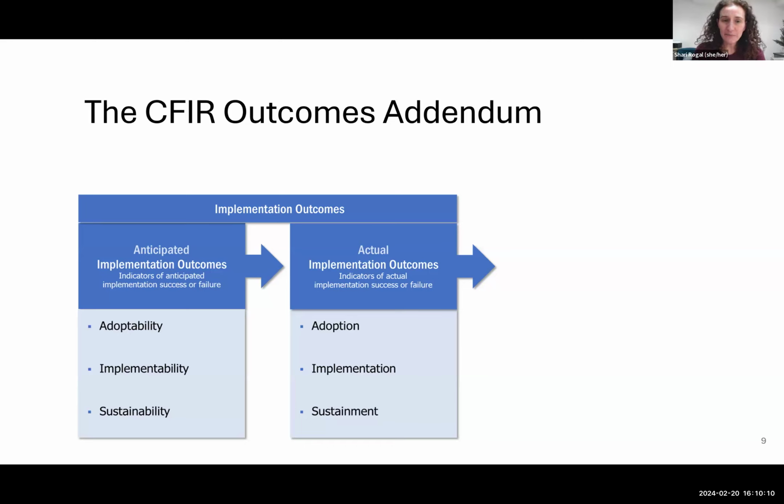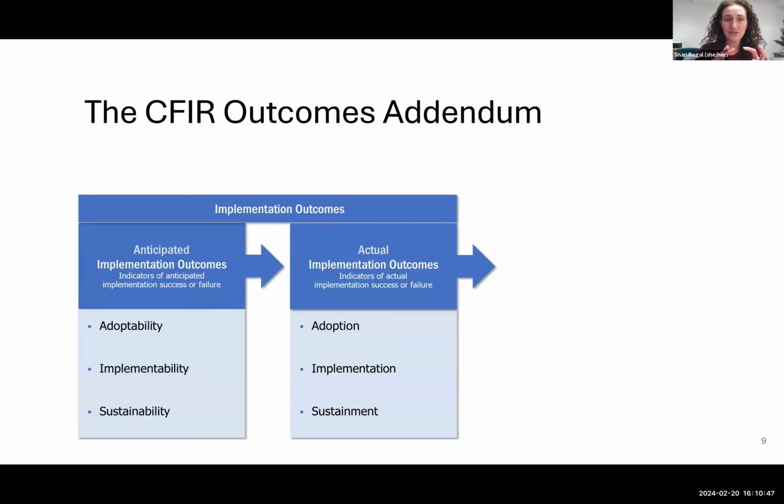When thinking about implementation outcomes, this to some extent includes some of what you may know from RE-AIM or other outcomes frameworks like the Proctor Outcomes Framework, but it adds on by including anticipated and actual implementation outcomes. The anticipated implementation outcomes are indicators of anticipated success or failure. So is it adoptability, implementability, and sustainability? And then you can have actual implementation outcomes.